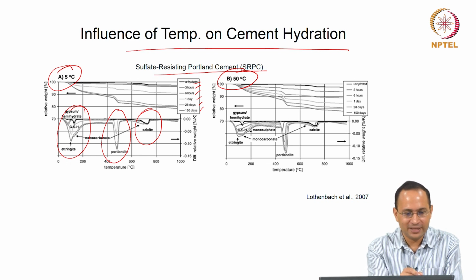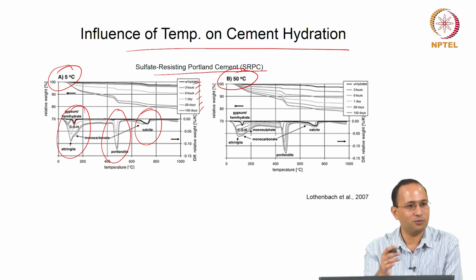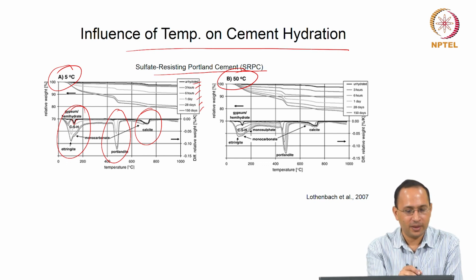See here also, initially you see some gypsum and hemihydrate, then it disappears. Obviously gypsum will react with C3A and form ettringite, right. So, initially you see that, but later on you see mostly ettringite, right, and some CSH, right.